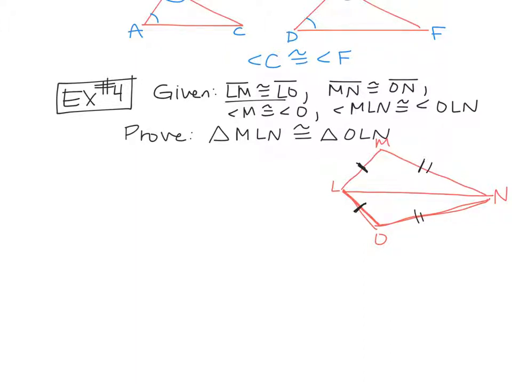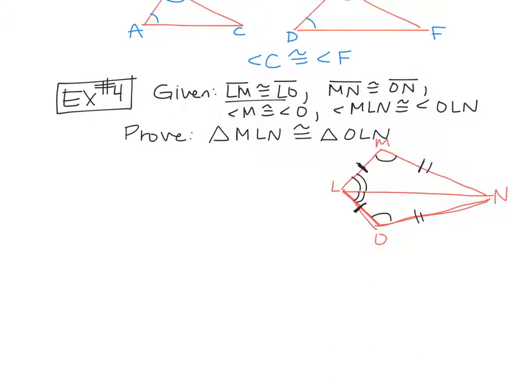Okay, so double mark that because that's a different segment. Then it says angle M is congruent to angle O. And then MLN congruent to OLN. So this angle here, double arc with double arc. Okay. Then think about what they're asking you to prove.